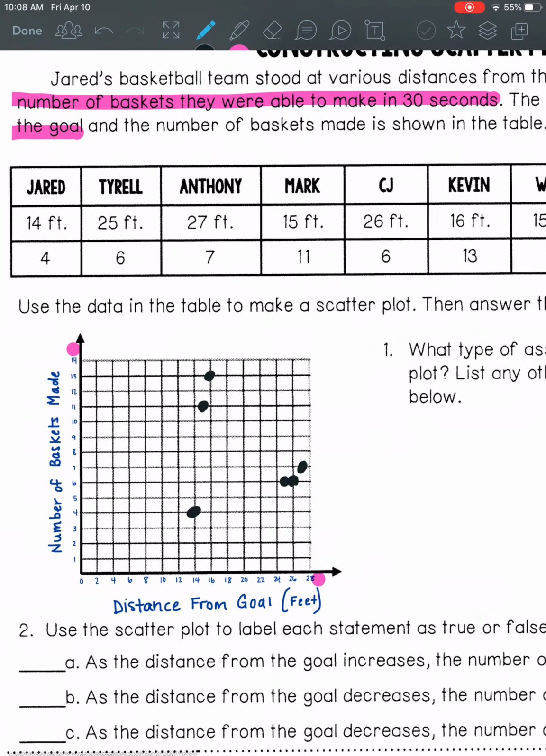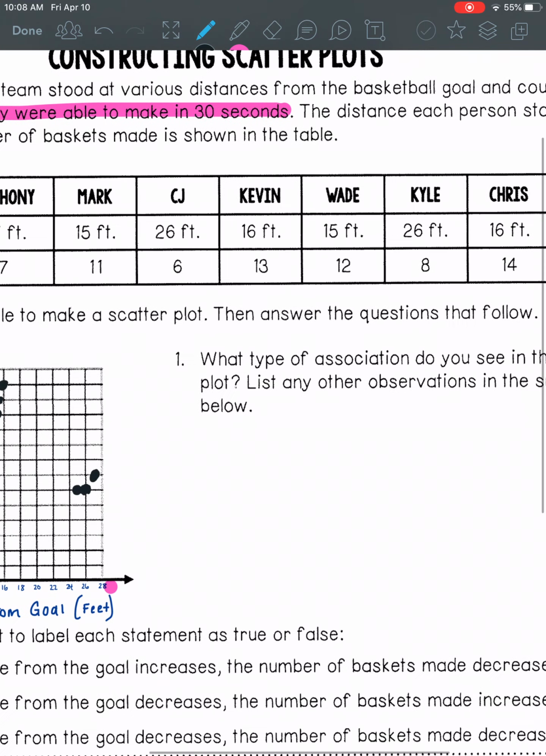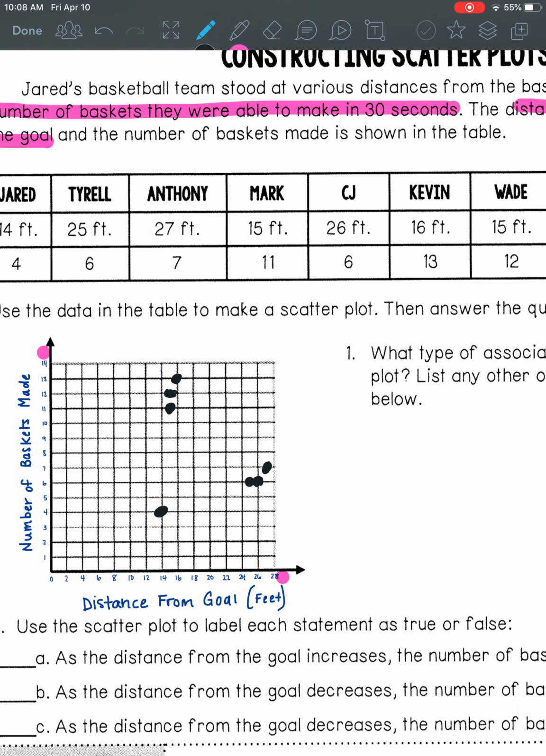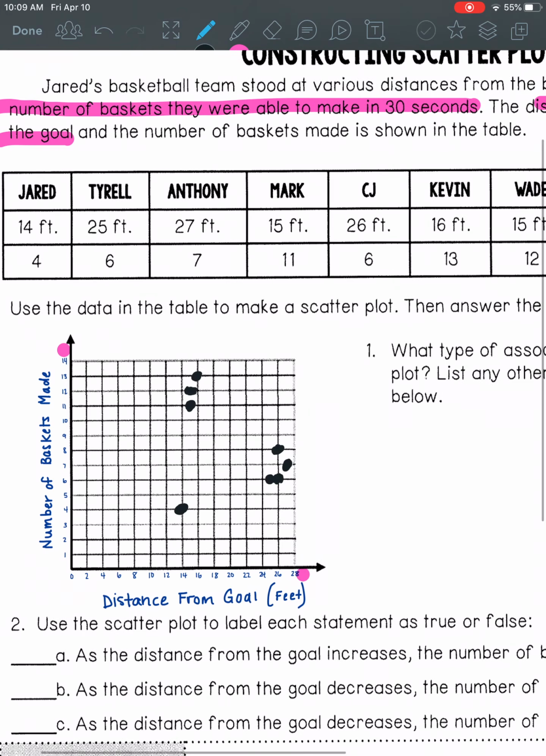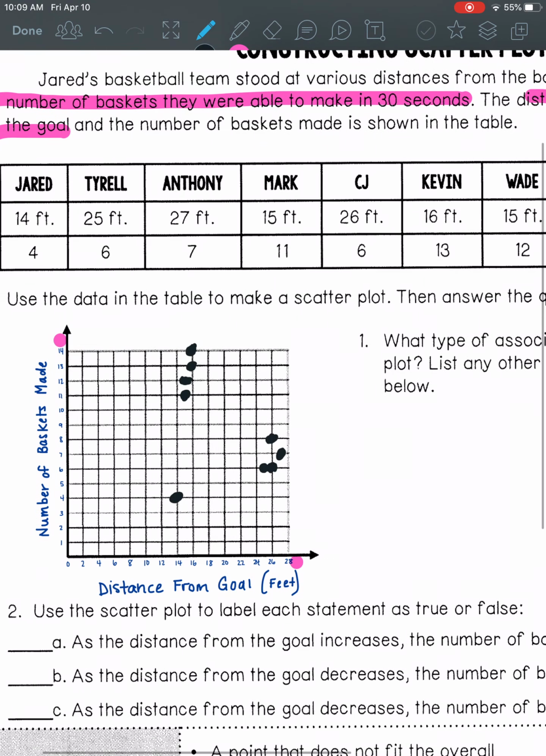All right, Wade, 15 feet and made 12, so in between 14 and 16, go all the way up to 12. I'm kind of noticing a pattern here, if anybody else is. Kyle, 26 feet, 8 baskets made, so he goes here. Chris, 16 feet, and 14 baskets made. He's all the way up here. And Tim, 28 feet, 5 baskets made.